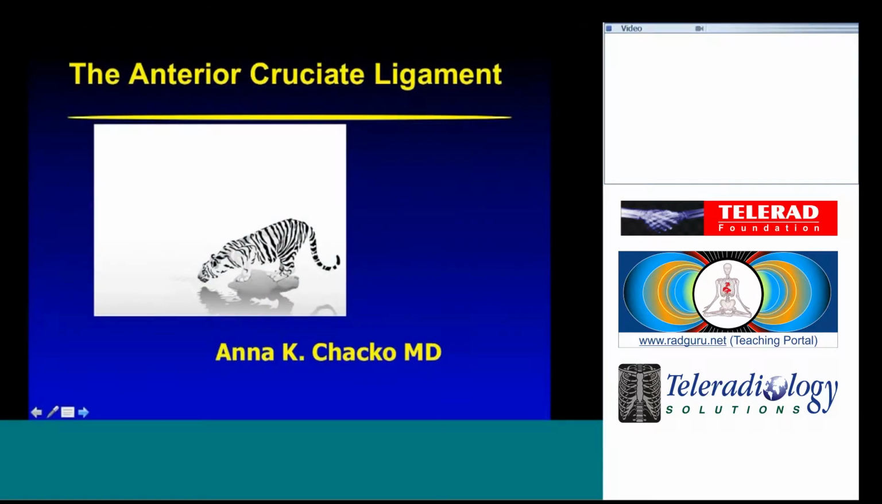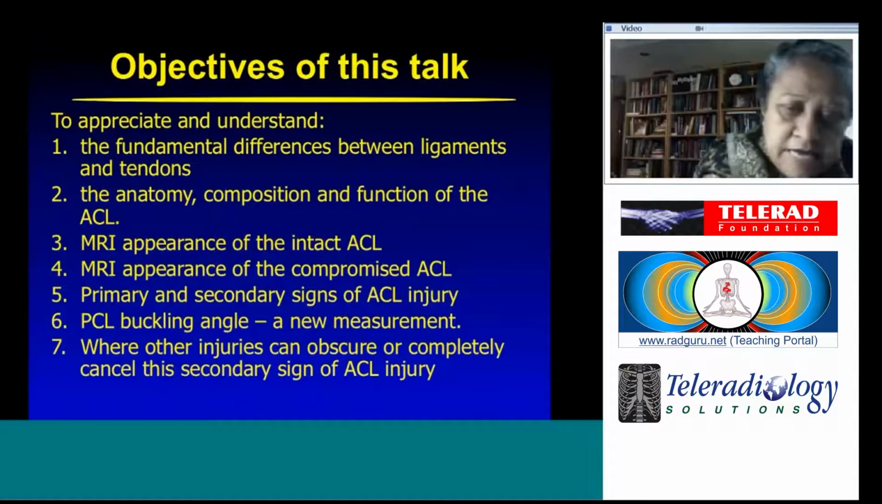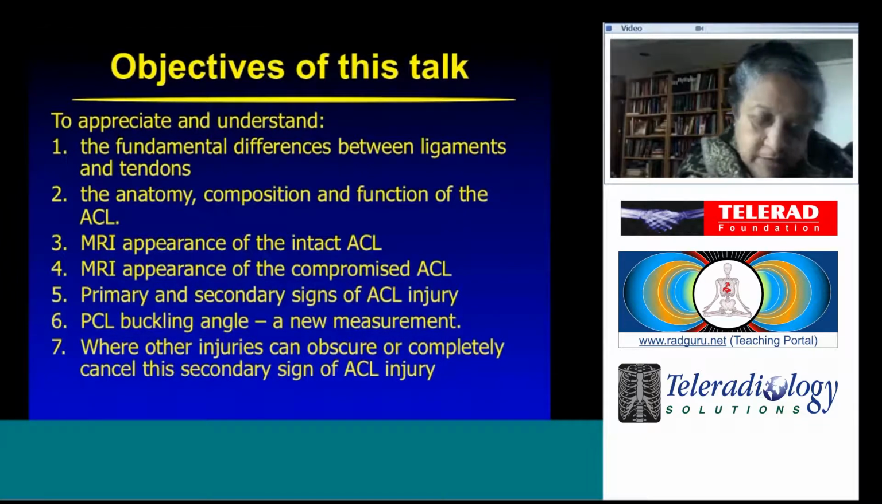We're going to talk today about the anterior cruciate ligament. The objectives of this talk are to appreciate and understand the fundamental differences between ligaments and tendons, their anatomy, composition, and function of the ACL, MRI appearance of the intact ACL, MRI appearance of the compromised ACL, and the signs of ACL injury, primary and secondary, and then a new measurement that we devised or discovered. And there's a discussion of that which I believe will be extremely helpful.